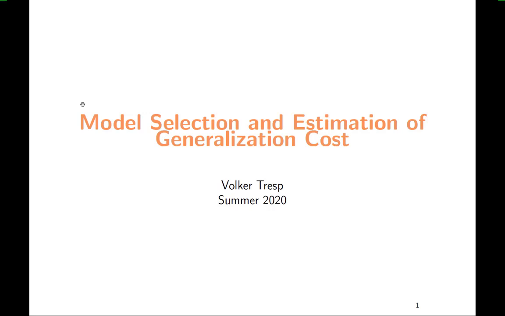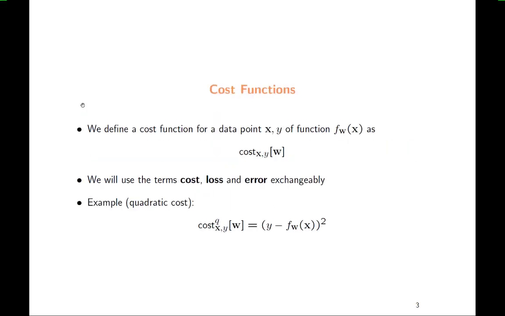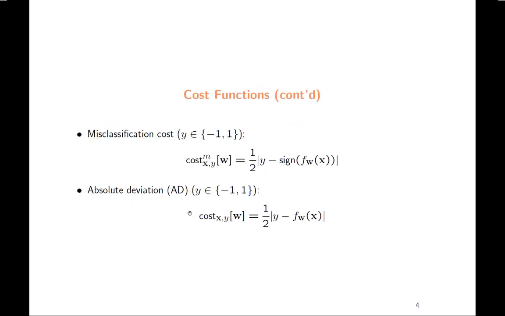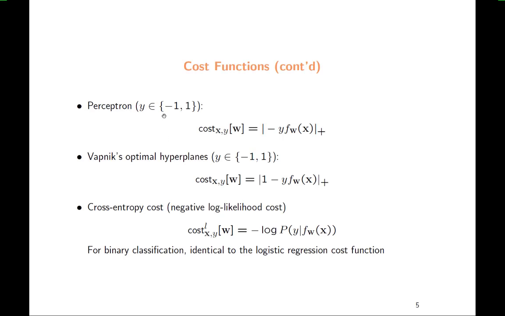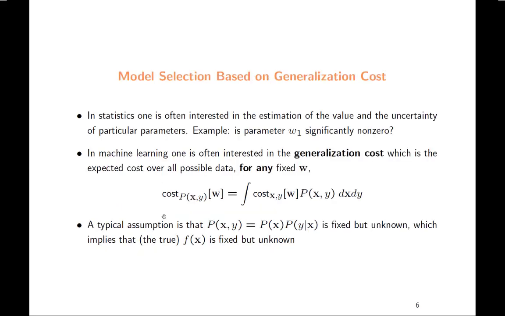So hello, as always a short review from last time. We started with model selection and the estimation of the generalization cost. First of all, we are considering different loss functions like the squared error, quadratic loss, the misclassification cost, so the number of misclassifications, the absolute deviation, perceptron, we went through that before, Vapnik's optimal hyperplane, and cross entropy. So just a few examples.